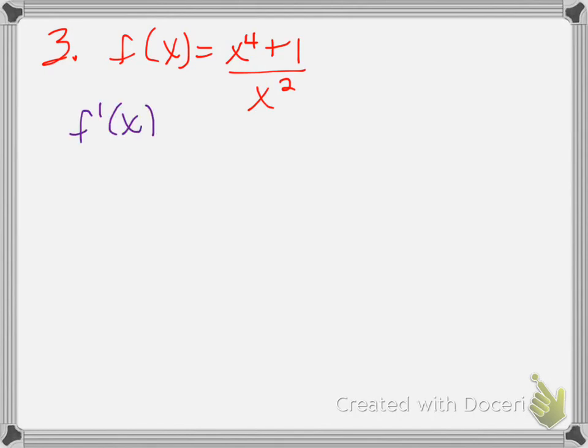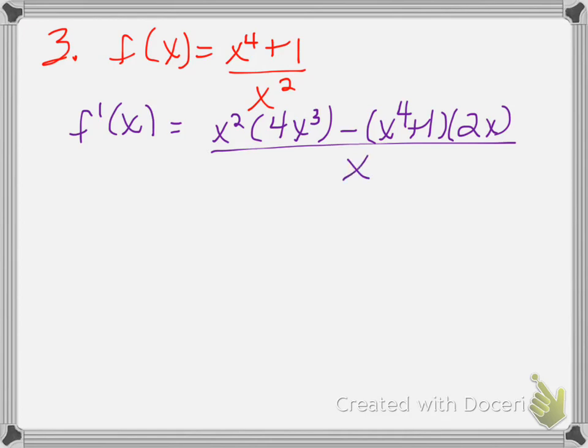Okay, let's look at one more example. So we have f of x equals (x to the fourth plus 1) over x squared. So I'm going to start by finding the derivative, which I need to do the quotient rule. So the bottom times the derivative of the top minus the top times the derivative of the bottom over the bottom squared.